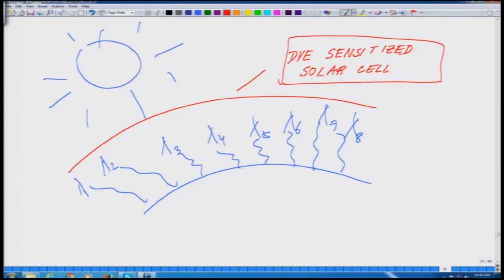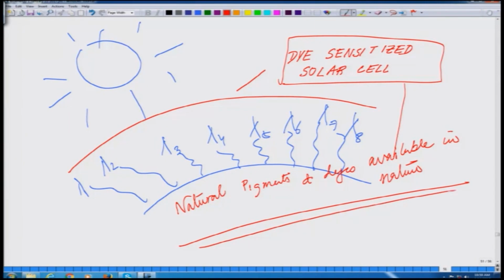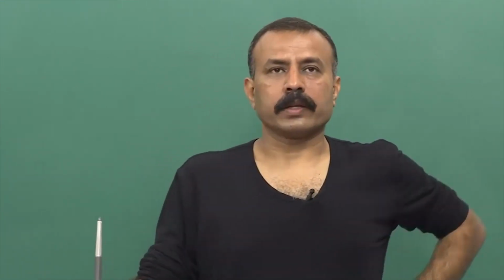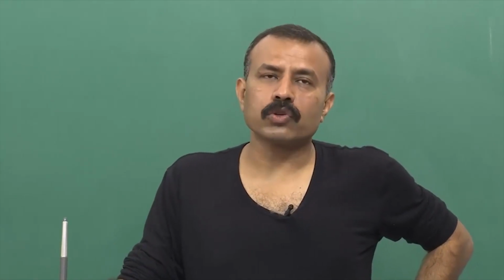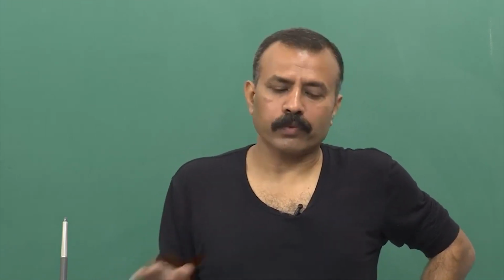We will talk about this later, but at this stage just remember there is a wide array of such pigments available in nature. These are the different natural pigments and dyes available in nature, which otherwise have a role to support the living systems, but those could be an inspiration to develop another series of solar cells. Okay. We will come later into this.